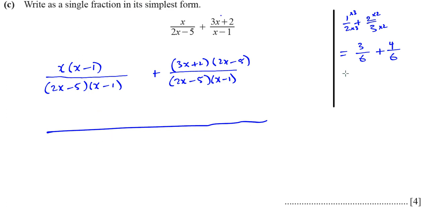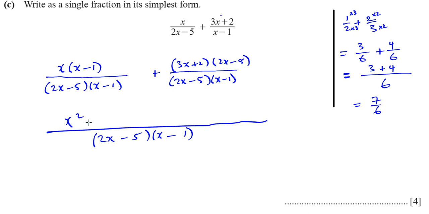The next thing I can do is write this as a fraction with the common denominator 6, and I can just do 3 plus 4. I can add the numerators, so I have 7 over 6. Yeah, 3/6 plus 4/6 is 7/6. So I'm going to do the same thing here. I'm going to write the denominator as one denominator, and add together the numerators. So I have x times x minus 1. I'm going to expand this. That'll be x squared minus x.